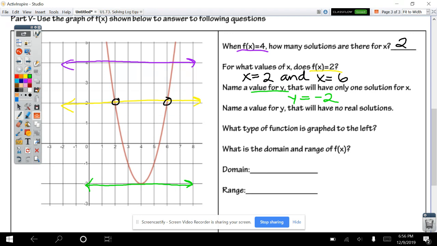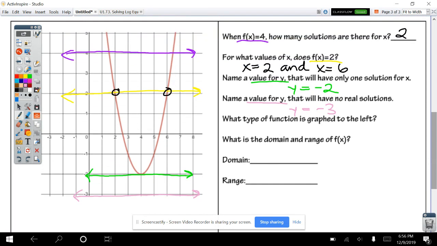Name a value for y that will have no real solutions. Well, that's going to be anything below -2. Any line I draw below -2 is not going to touch the graph at all. So I can say y equals -3. You could also say anything below -3, even though it's not on this graph, you know that it's not going to touch anything below -3 because this graph is going up forever.